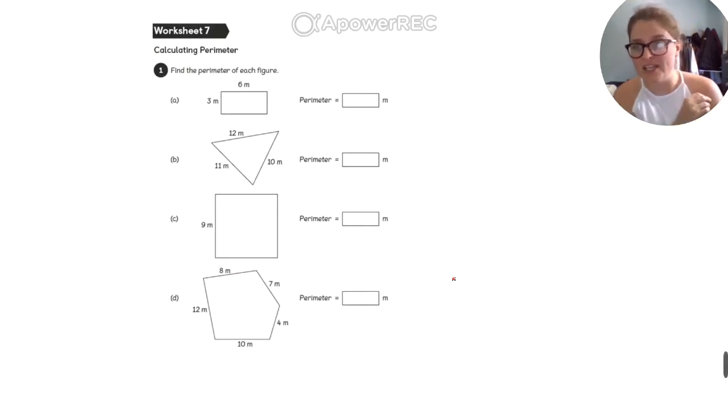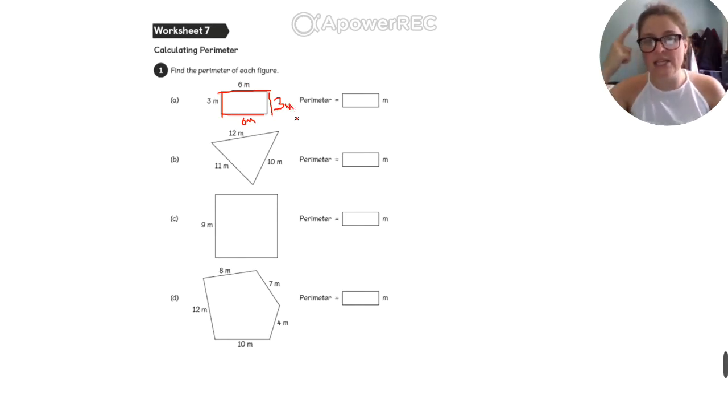Now, let's have a look at these ones where we haven't got squares to count. Instead, they've just told us how long each side is. Now, the perimeter is every side added up together. So it's this side and this side. Even though those are the only two numbers I can see, I've got to do this side and this side as well. Now, I know this is a rectangle, so I know that this side is the same as this side. So I know that this side is 6 meters, and I know that this side is 3 meters. So I can work this out in my head by counting. 6 and 6 is 12, add 3, so 12, 13, 14, 15, add another 3, 16, 17, 18.